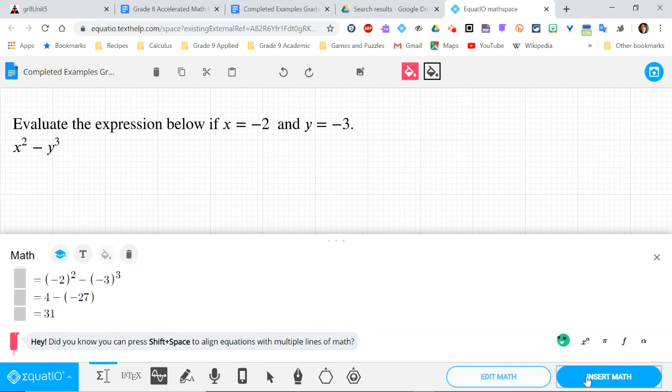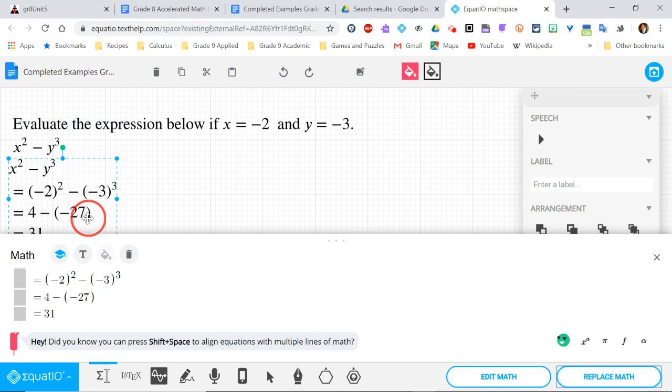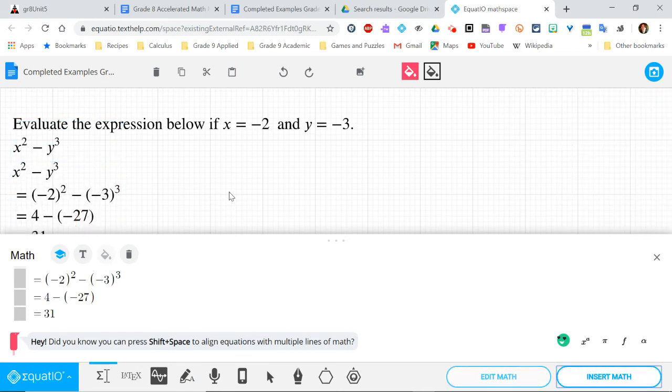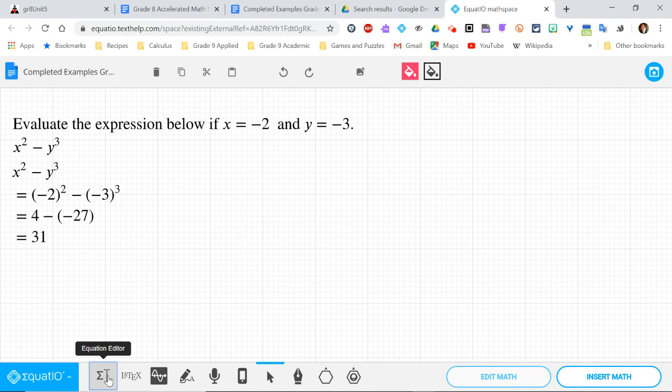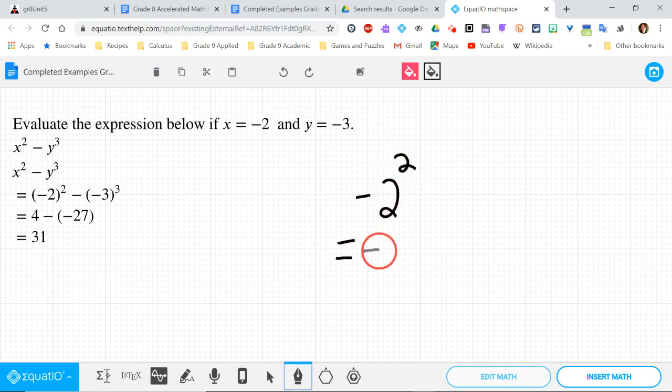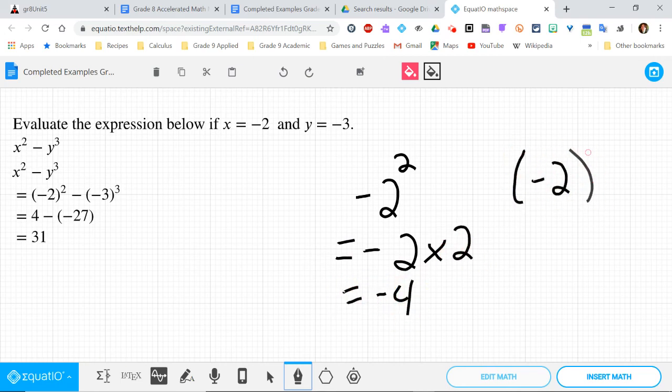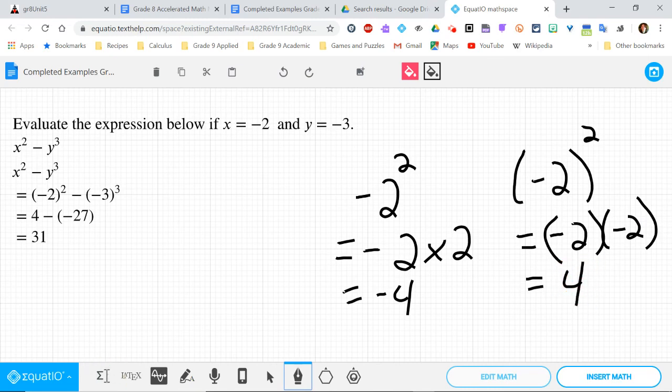So I'm just going to go ahead and insert that. I'm going to drag it down here to show it. And as I said, I wanted to address the whole negative piece. So if I have -2 squared, this actually means -2 times 2, which equals -4. -2 inside a bracket squared really means -2 multiplied by -2 to give us +4. So it's a very subtle difference.